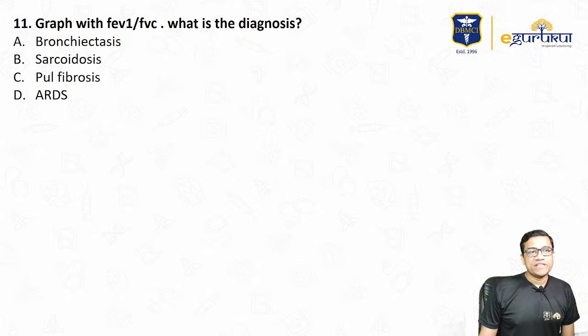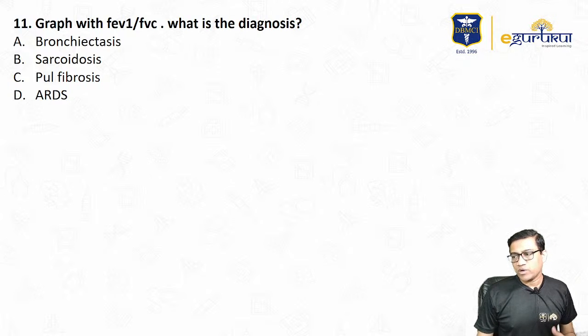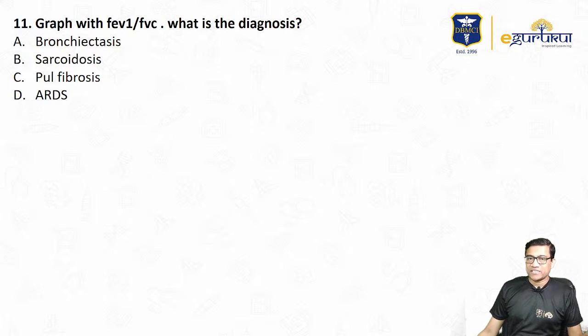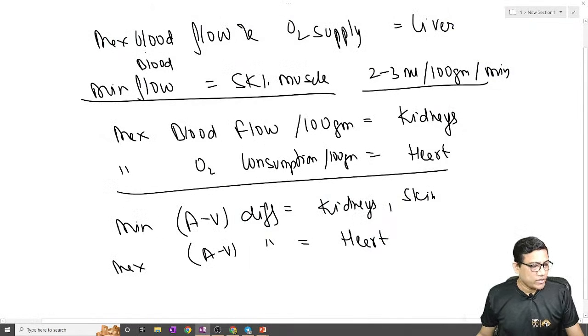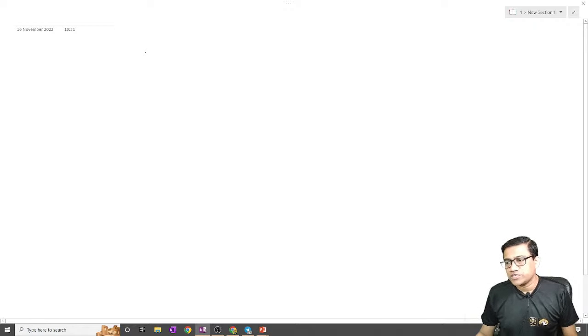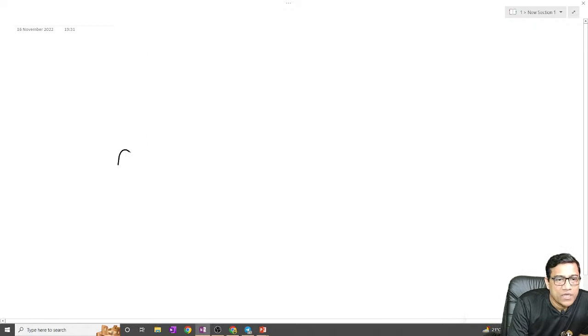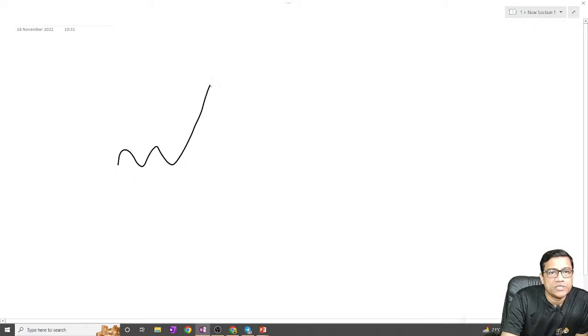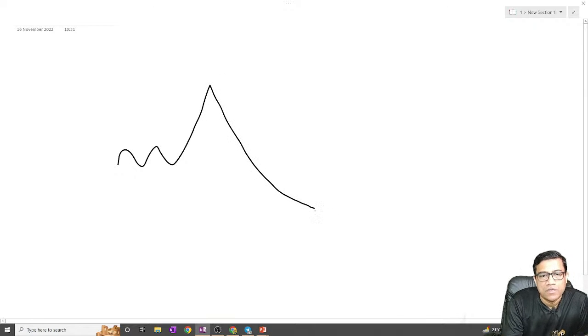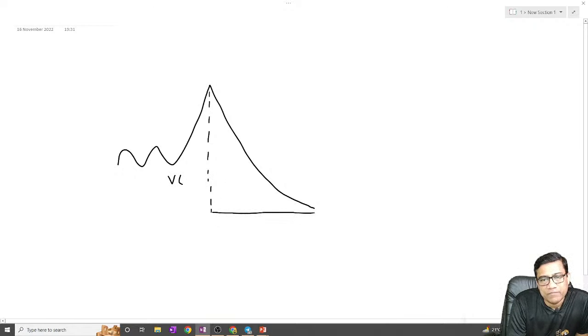Now, the graph with FEV1, FVC. I will teach you all the graphs so that you don't make a mistake in this graph, so I'm teaching it separately. It is already taught in the eGurukul video. You can watch it. So let me explain. First question. These are your graphs. First, this is the vital capacity, VC, and this is the time.